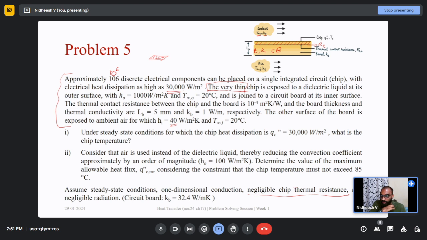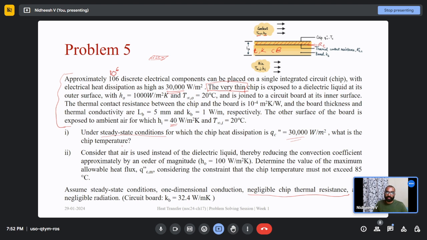So I can see that one person has understood the problem. What about the others? Is the problem statement clear for everyone? Not the problem statement, the given scenario, heat generation and heat transfer scenario, is it clear for everyone? If so, we can look at the question. The question says under steady state conditions for which the chip heat dissipation is Q, the heat flux being dissipated from the chip is given. What is the chip temperature?